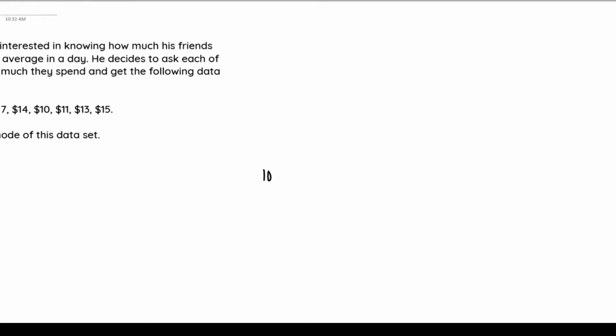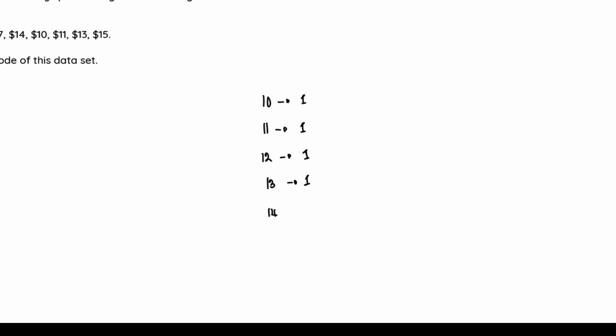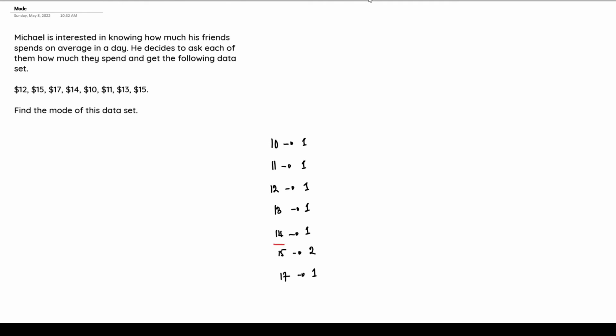We can see that 10 occurred just one time in this dataset, 11 occurred just one time, 12 also occurred just one time, 13 occurred just once, 14 also occurred just once, 15 occurred 2 times, and 17 occurred just once. So we can see that 15 occurred the most. It has the highest occurrence by occurring more than once, that is, it occurred twice. That simply implies that the mode of our dataset is equal to $15.